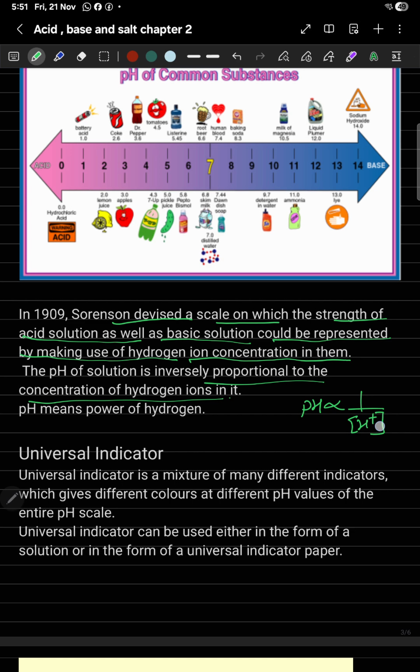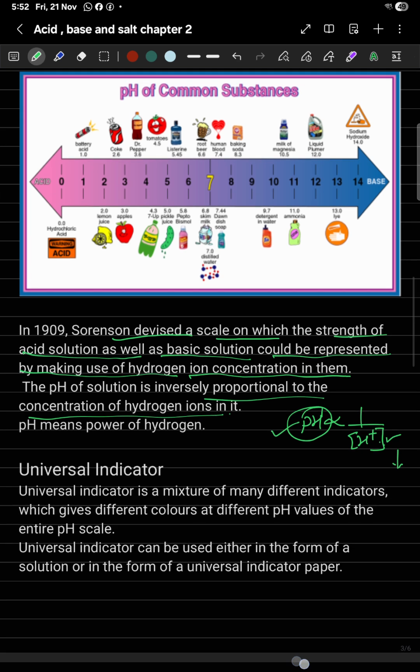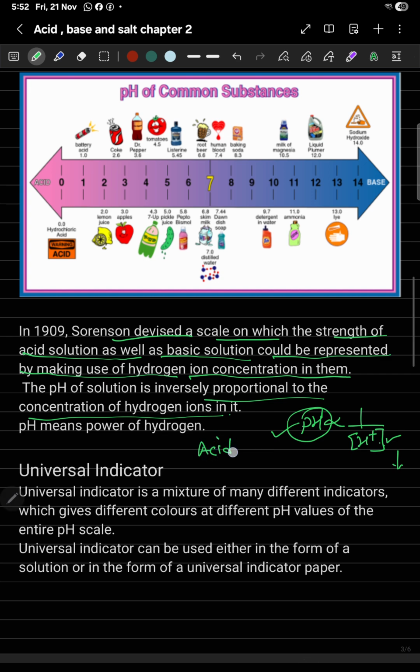If the H positive ion concentration is more, that means the pH is lower, and if the H positive ion concentration is less, that means the pH is more. That we understood with the help of an example and a table here. So learn it properly.